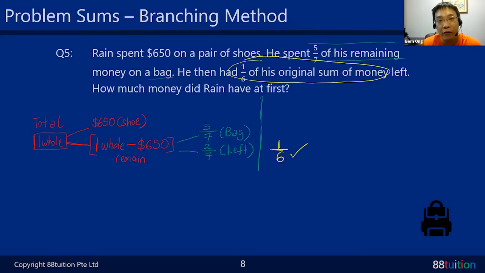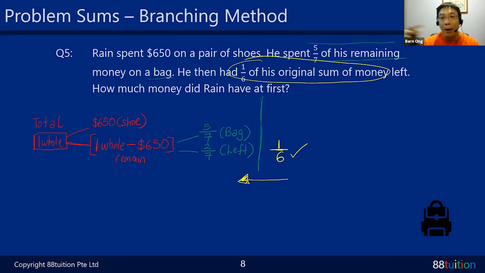So this type of question, you have to be a little bit careful. Remember, just now I did say, from left towards your right, you do a multiplication. Now you are given the 1/6. You are going backwards. This is called branching backwards. So this 1/6 is what? 1/6 of the original amount of money. Very good. You divide, smart boy.